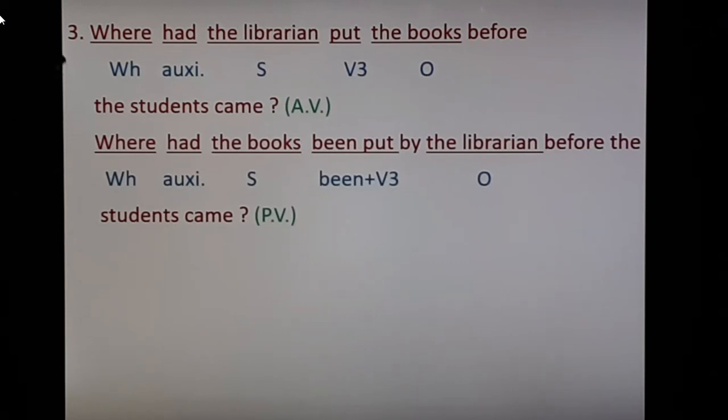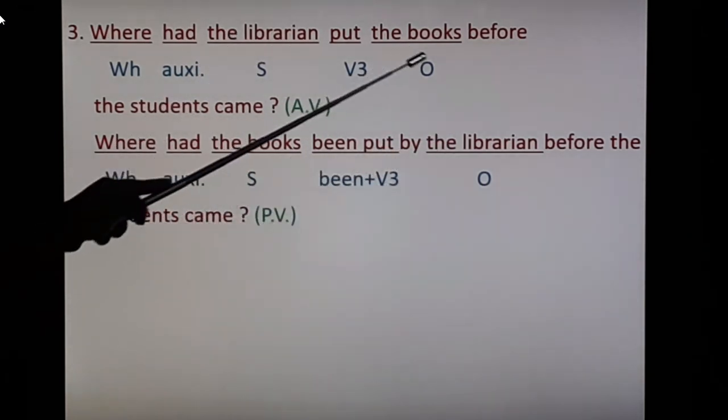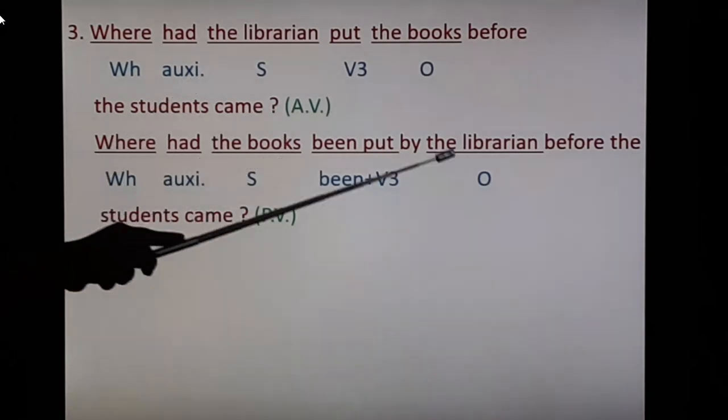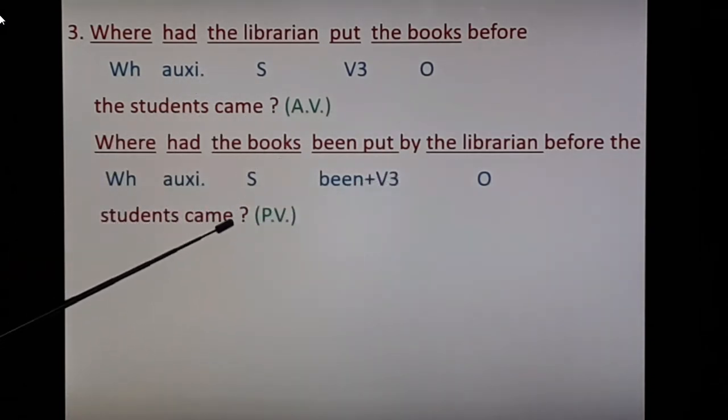Next. The same thing we will turn into passive. Where, same, after that according to the books you have to put appropriate auxiliary verb before that. So where had the books, then add been, then V3 form of the main verb, put. So put is given by the librarian and before the students came will be the same. Then put question mark. This is passive construction.